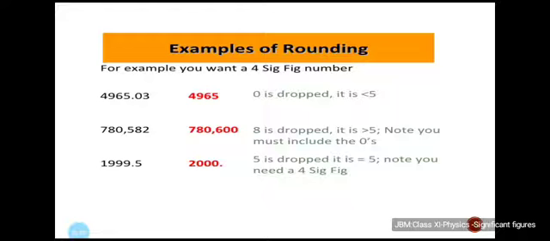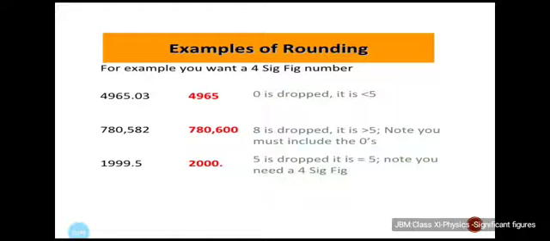If the digit to be dropped is 5 or 5 followed by zeros, then the preceding digit is left unchanged if it is even. Like for example, if x is equal to 3.250, it becomes 3.2. If it is x equal to 12.650, it becomes 12.6.